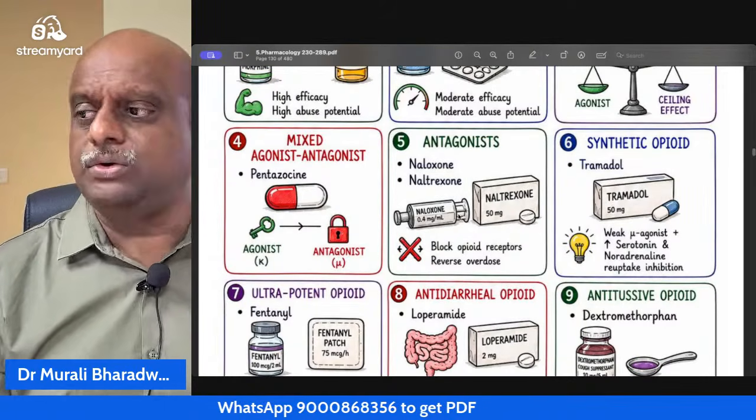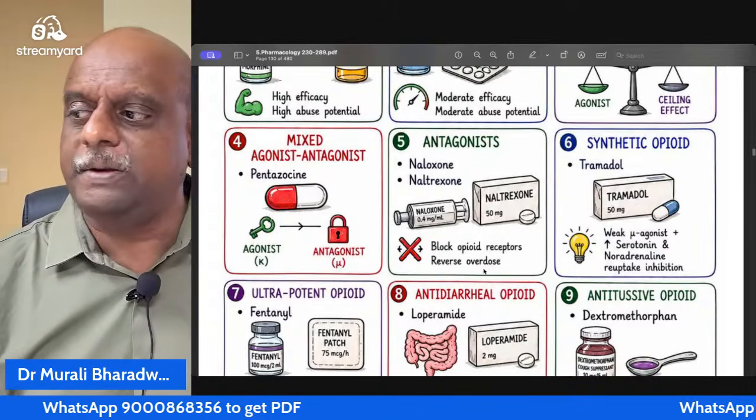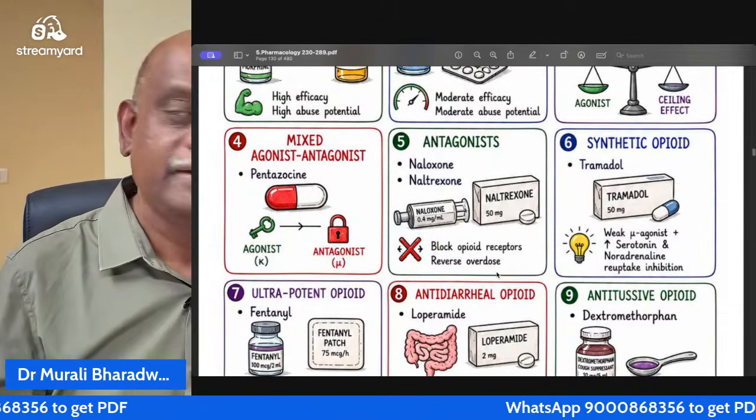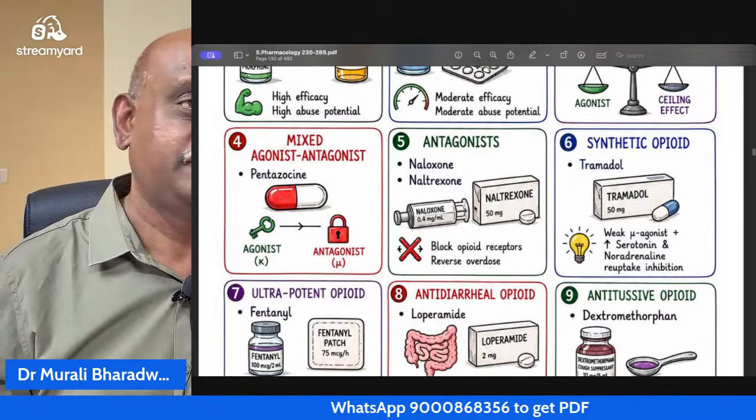Naloxone, naltrexone, they are antagonists. They block the opioid receptors. That's the reason whenever opioid overdose is there, we use naloxone and naltrexone.